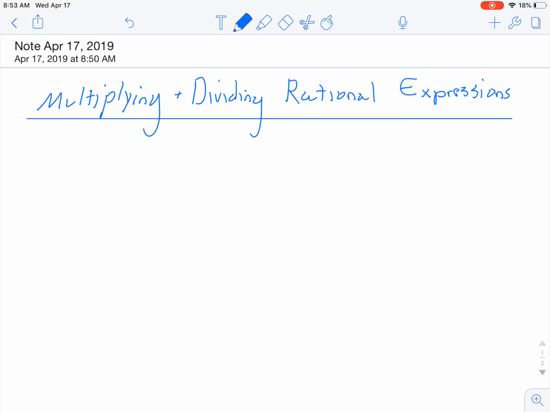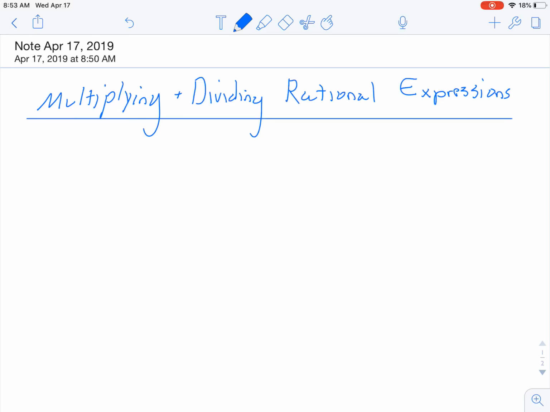Good morning. This is multiplying and dividing rational expressions, the third day of week 15. We have just spent 2 days learning how to add and subtract rational expressions, and now we're going to look at how we can multiply and divide rational expressions.